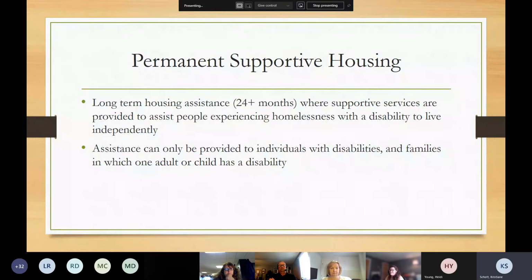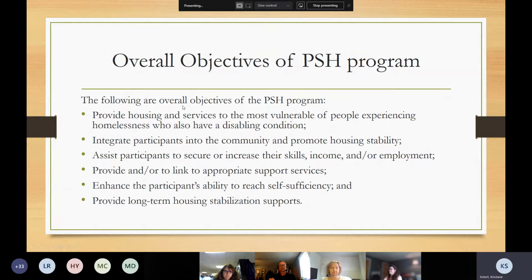Supportive services are designed to meet the needs of program participants and must be provided as needed. The overall objective of a permanent supportive housing program is to provide housing and services to the most vulnerable people experiencing homelessness who have a disabling condition. It helps to integrate participants into the community and promote housing stability.